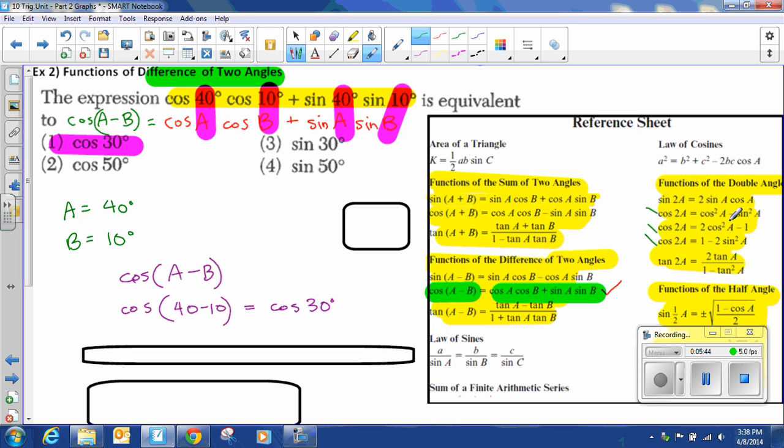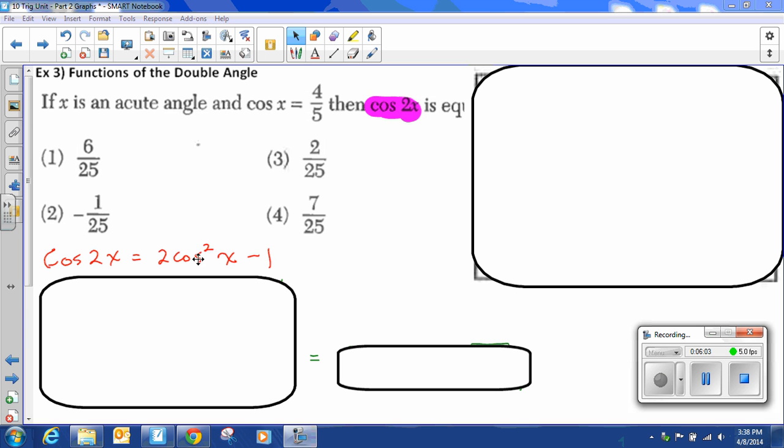We have 3 options, this one, or this one. We're going to go with the easiest. They don't give us sine, so that's out. They don't give us sine, so that's out. We're going to go with this one right here. Cosine of a double angle 2a equals 2 cosine squared a minus 1. And here we go. 2 cosine squared, instead of a, we're going to use x because that's what they gave us in the problem, minus 1.